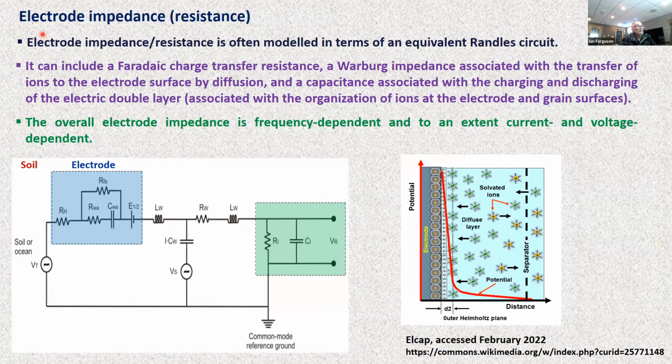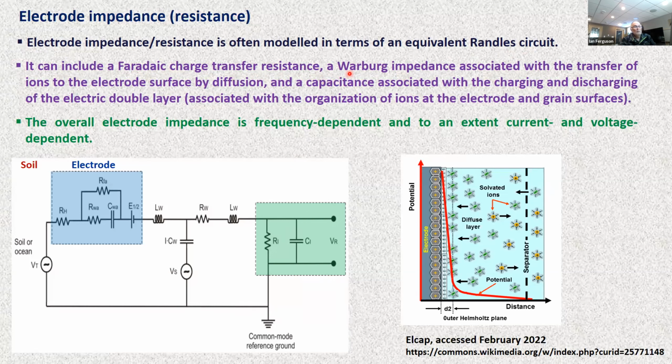Okay, we'll turn to electrode impedance, or the in-phase component of impedance, the resistance. The resistance of an electrode, the stuff happening inside this box here, is often measured in terms of an equivalent Randles circuit. What's in this circuit? It'll include a Faradaic charge transfer resistance, the normal resistance we think of in terms of the contact resistance of an electrode.